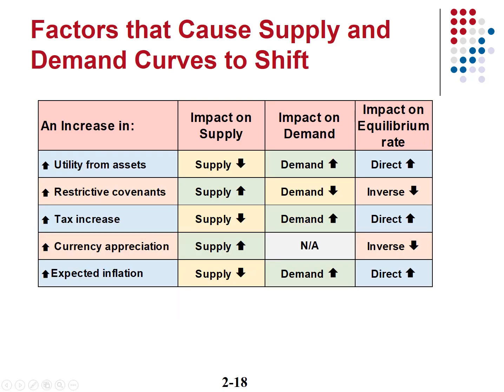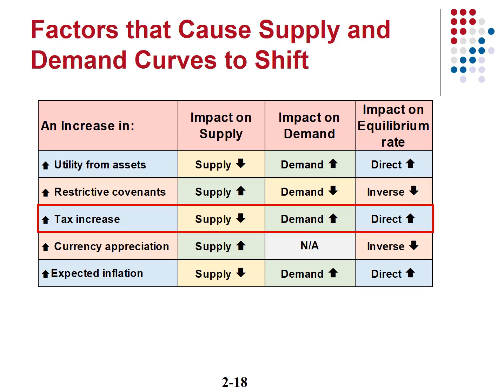The final part of this table. Utility derived means your satisfaction or pleasure from buying something. As utility increases, the willingness to borrow increases. Supply decreases, demand increases, rates increase. Restrictive covenants means added restrictions put on borrowers. It could be points on a mortgage, higher down payment, more collateral, or bond covenants for business borrowers. Lack of restrictions is attractive and would encourage borrowing. Increased restrictive covenants will decrease the demand for funds.